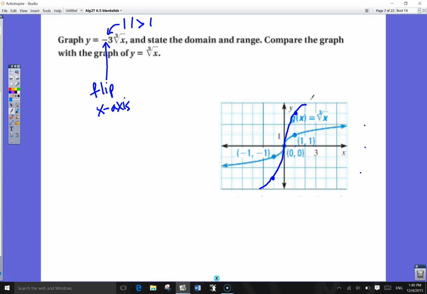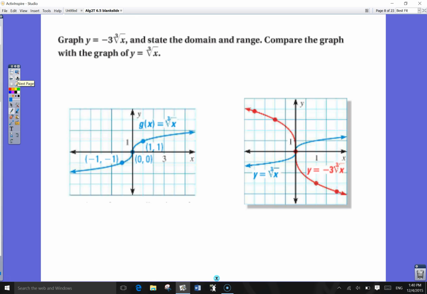Now, that's not what we're graphing because we also have to flip that. But it's starting at that point where my dark blue line is there. Now, if I flip that across the x-axis, it's going to look something like this. Okay, and there you go. Domain and range are still all real numbers. All the cube root functions will have domain and range of all real numbers.